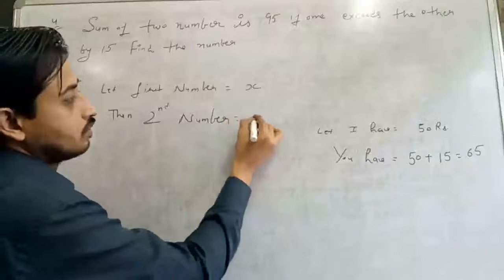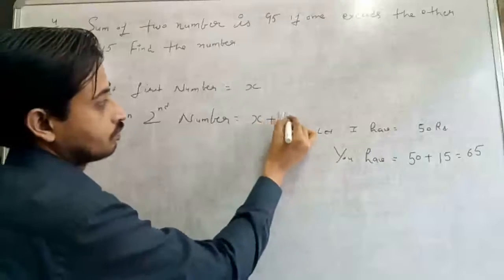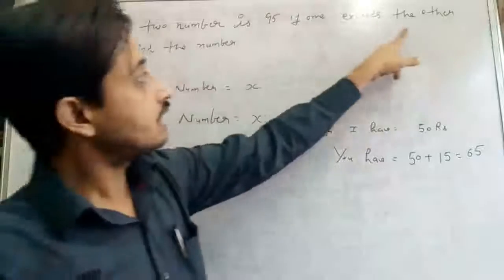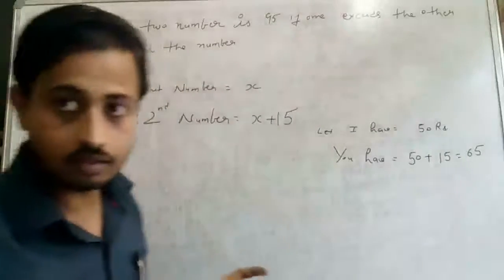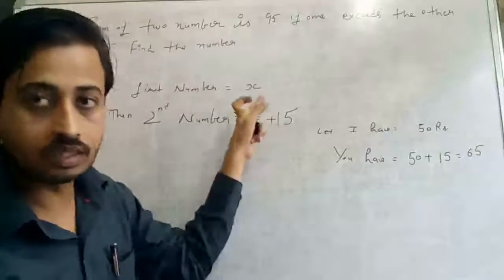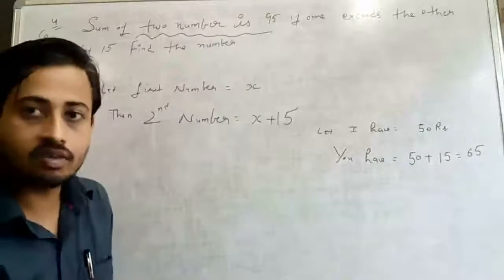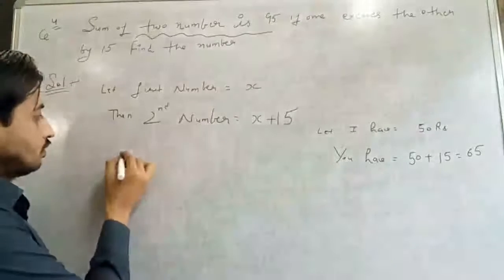Second number is equal to x plus 15, because one exceeds the other by 15. It means we have got both the numbers, and this statement says the sum of the two numbers is 95. It means we have to add the two numbers.